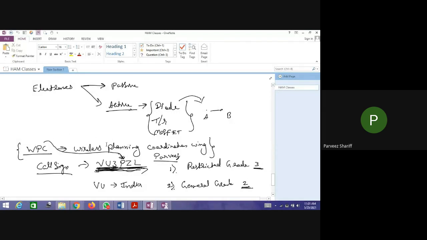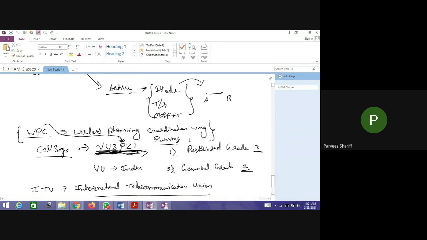See, in ham radio, when we clear the exam, we have to apply for the license, and the license issuing authority is the WPC, the Wireless Planning and Coordination Wing. Every ham who clears the exam will get a call sign. My call sign is VU3PZL. Likewise, everybody will get a unique call sign.